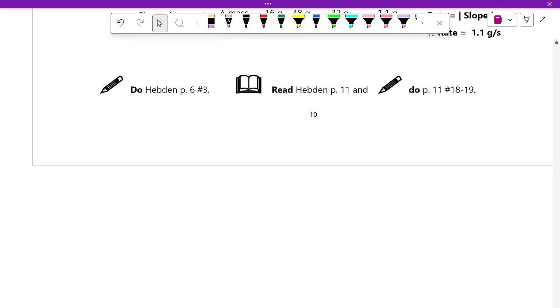Homework for that is going to be Hebden page 6, number 3, Hebden page 11, read it and do page 11, numbers 18 and 19, but we're not going to stop because we never stop. Page 6, number 3, read page 11, do numbers 18 to 19. Okay.